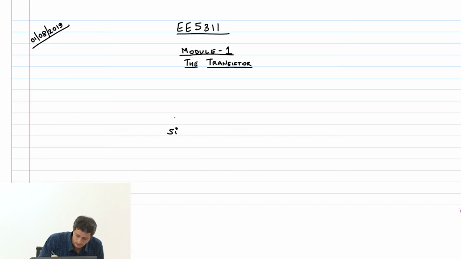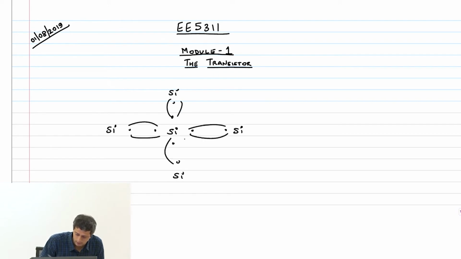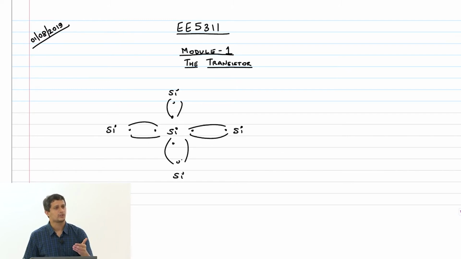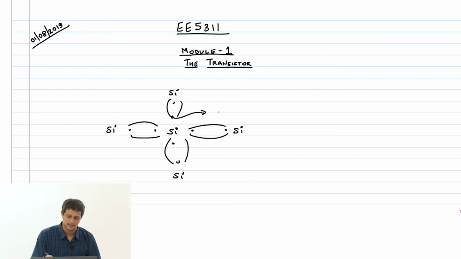Basically it has 4 valence electrons, which means that in a lattice it's going to sit like this, and you have covalent bonds which are connected like this. As I increase the temperature from 0 Kelvin onwards, some electrons can break free from this bond and be made available for conduction. This can result in a free electron.